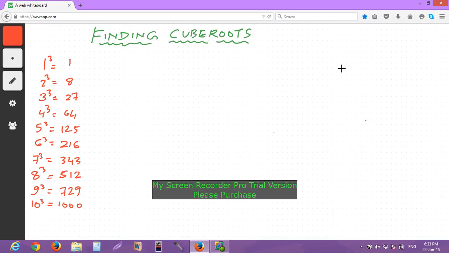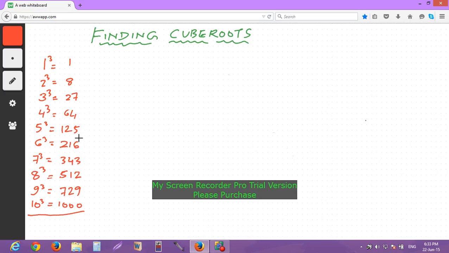To start with, we know that a perfect cube is the product of three equal factors. Here is the list of the first 10 cubes. 1 cube is 1, 2 cube is 8, 3 cube is 27, 4 cube is 64, 5 cube is 125, 6 cube is 216, 7 cube is 343, 8 cube is 512, 9 cube is 729, 10 cube is 1000. Now this is the basic knowledge. One needs to know the first 10 cubes.